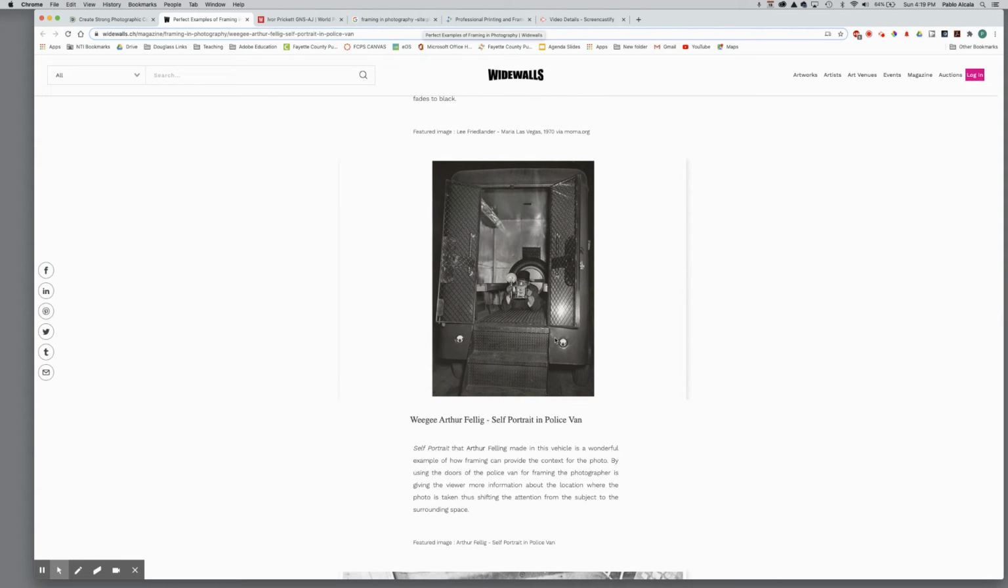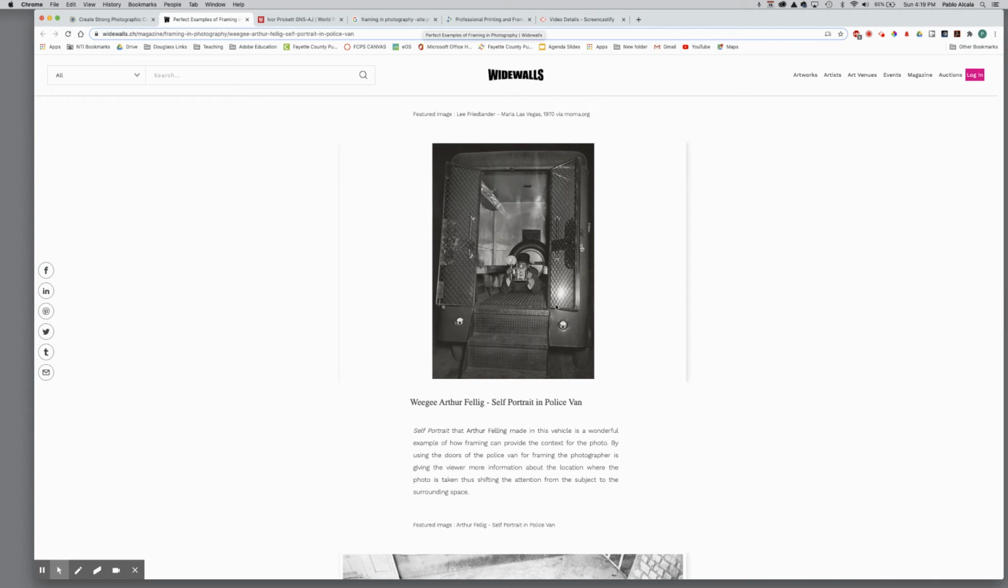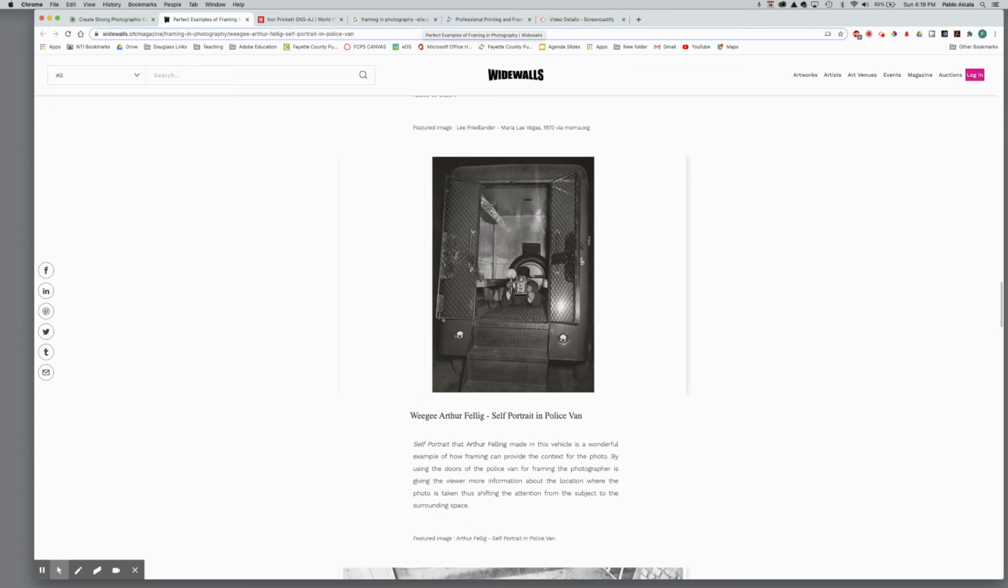Here's a self-portrait of Weegee. He's an interesting photographer. He took a lot of crime pictures in New York City a long time ago, and he probably thought it was funny to get a picture of himself in the back of a paddy wagon there.